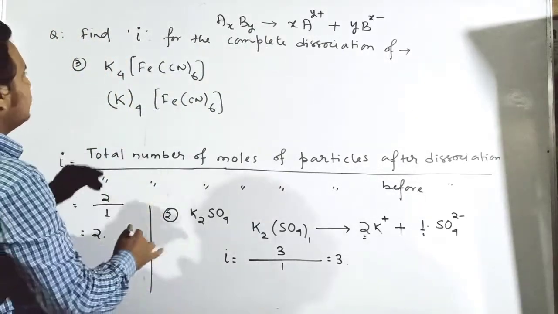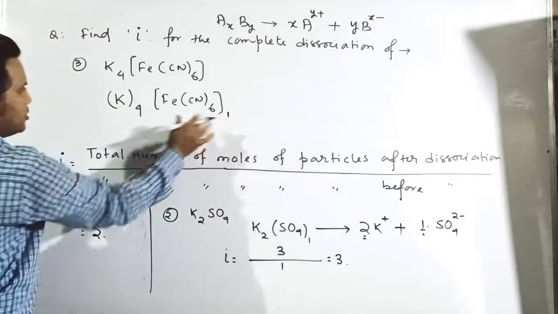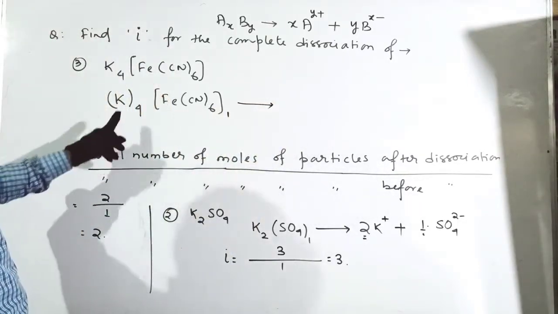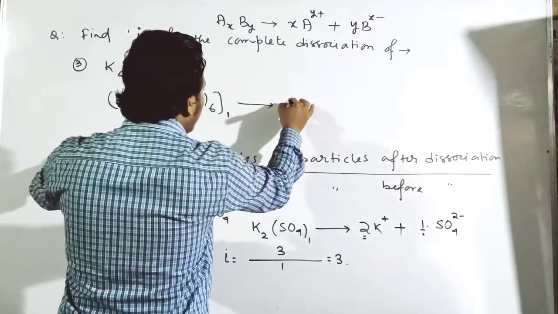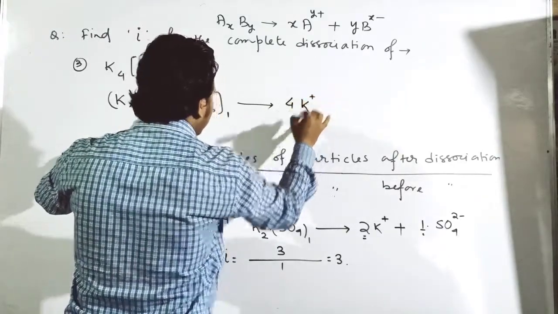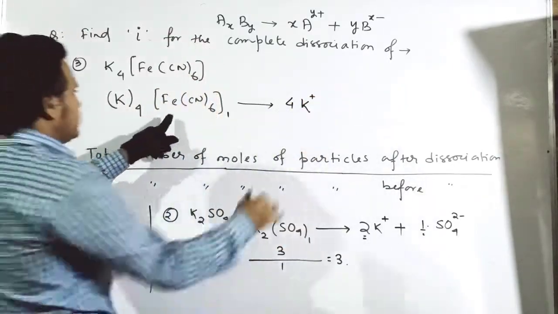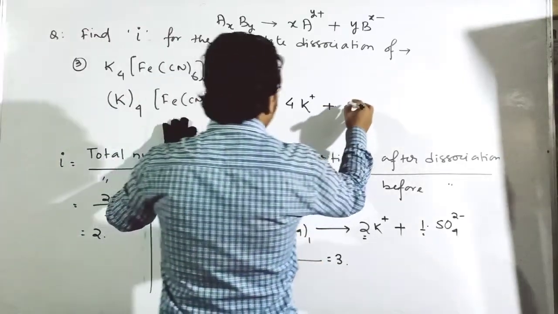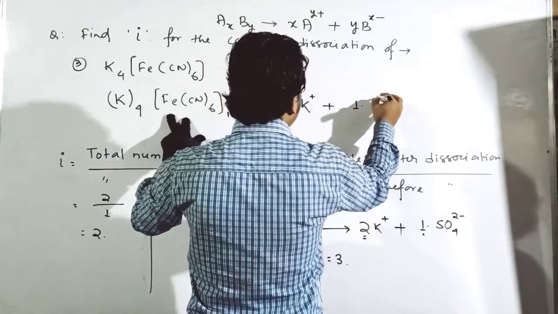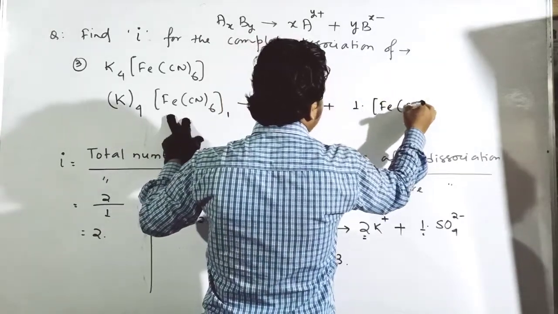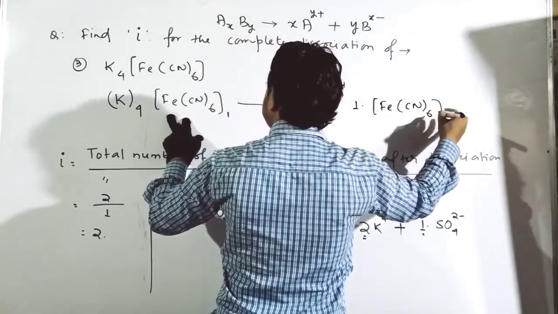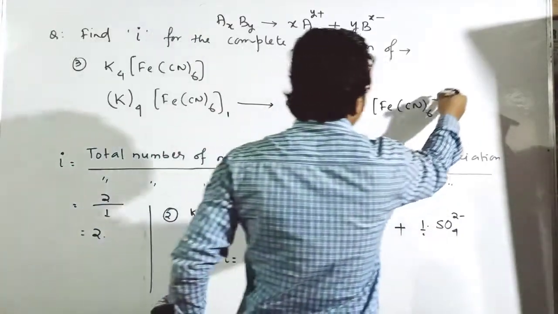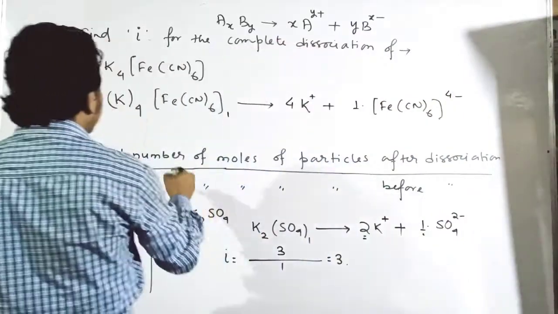In the same way, this whole complex is one time. Break it. Now, what will we get? K 4 times, so 4 times K positive, plus this 1 time, so 1 time of this Fe(CN)6. The charge will be the first subscript, 4, so it will be 4 negative. What will be the value of i?